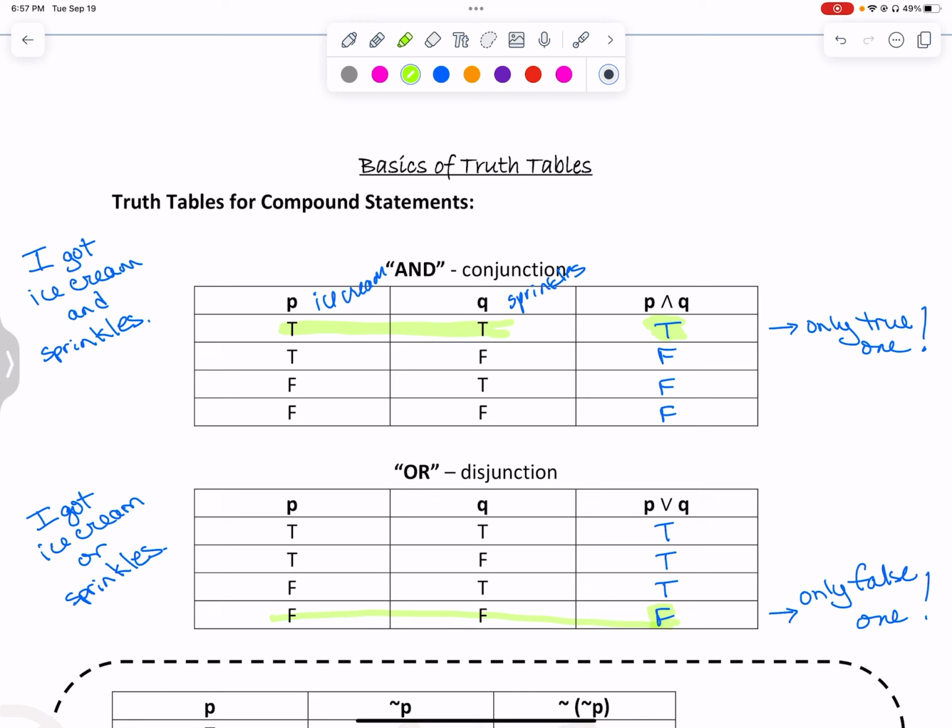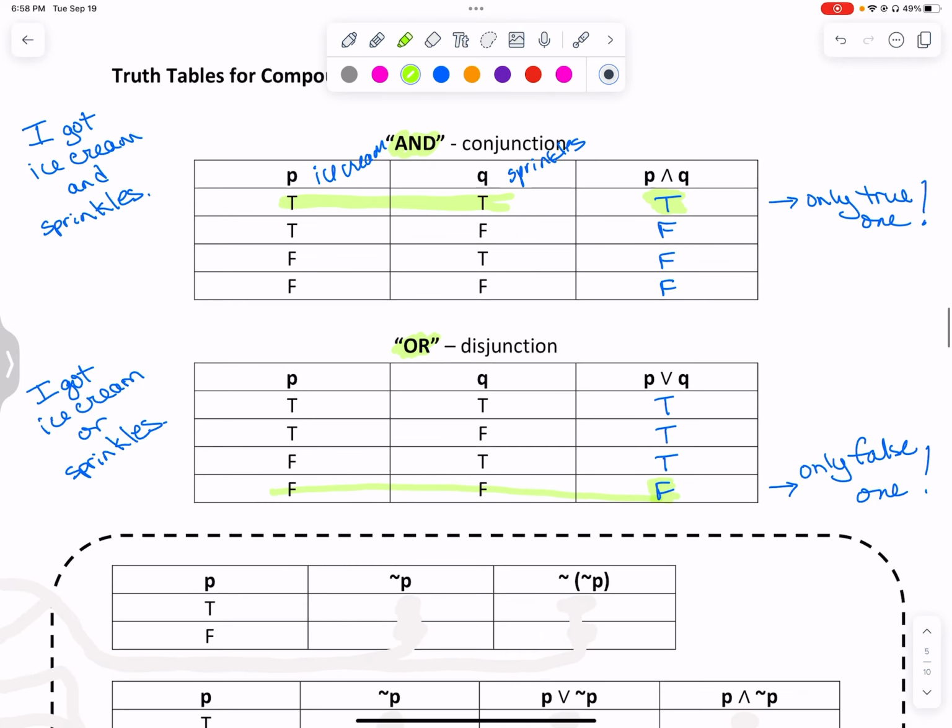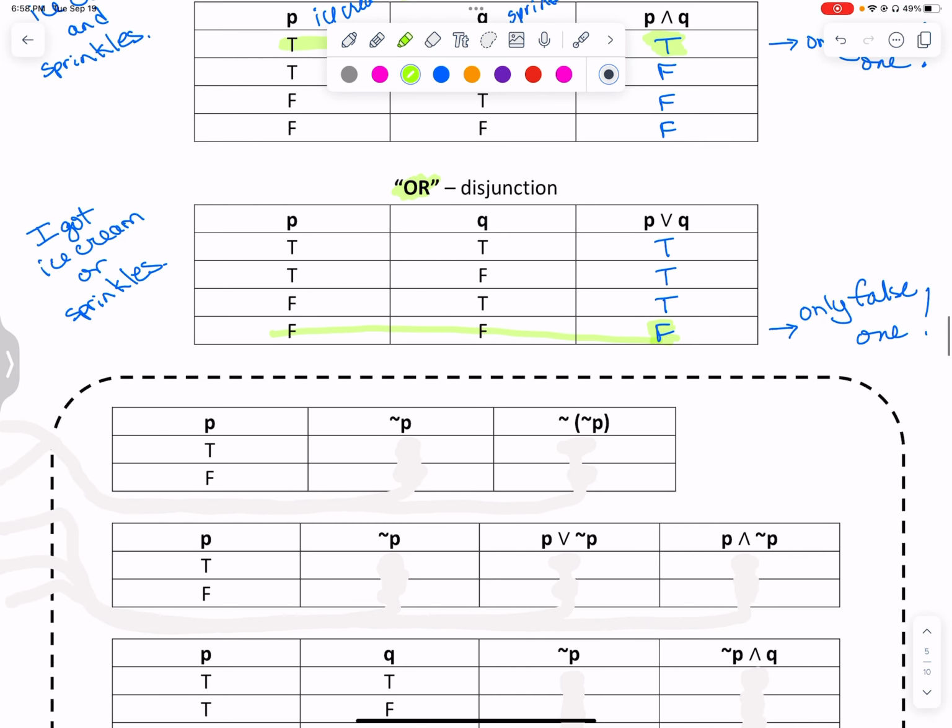Okay, so when it's an and, you only have one true, and it's when they're all true. When it's an or, you only have one false, and it's when they're all false. I'm stressing that because these are things you need to memorize for your test. Okay, all right, let's do some more basic truth tables.